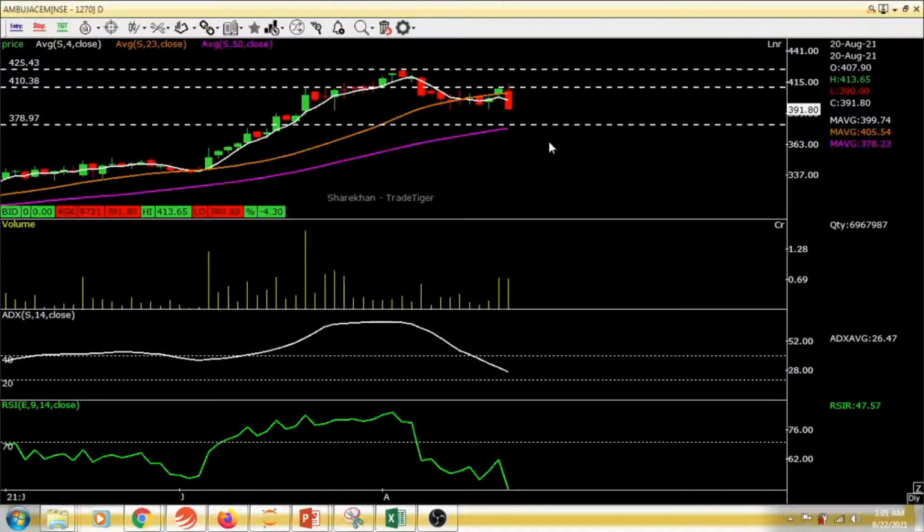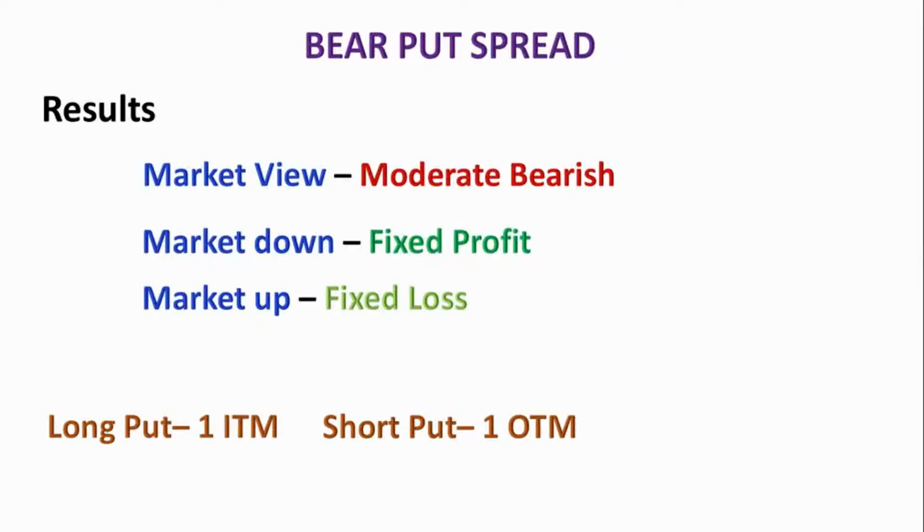So what kind of option strategy can we opt for, and how will we benefit from that strategy? We'll go and discuss in detail. Here we are using the bear put spread strategy. So what is the bear put spread strategy? What is the thought process behind that?